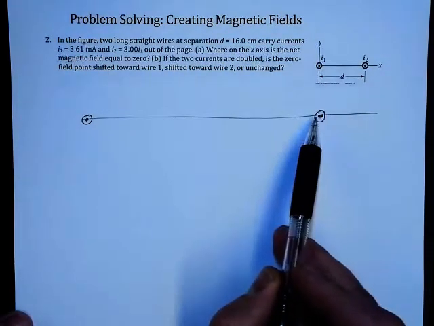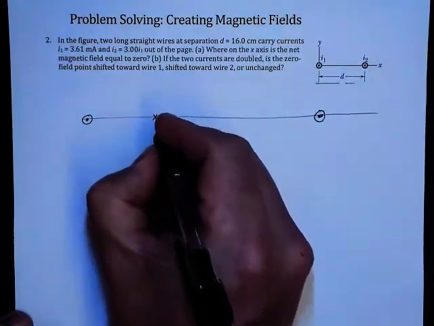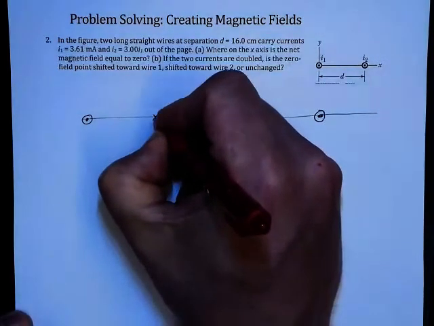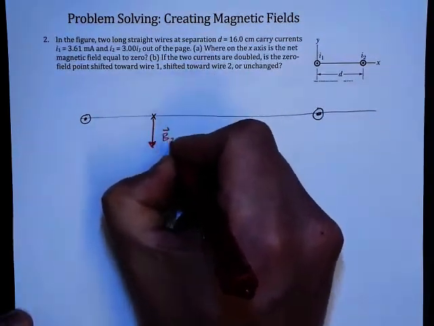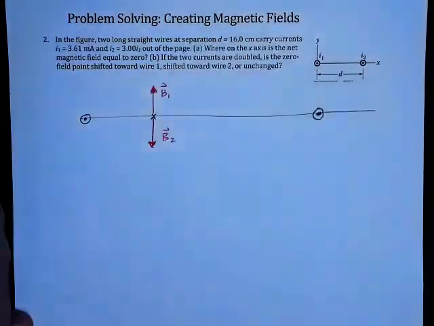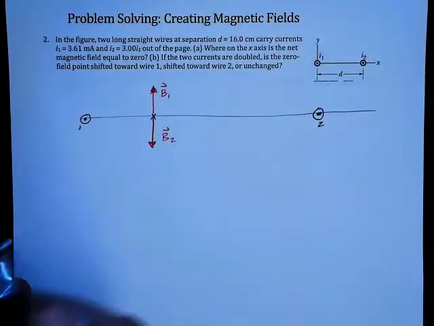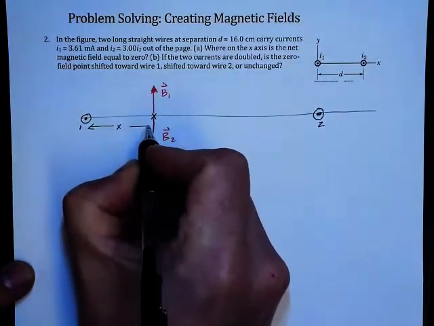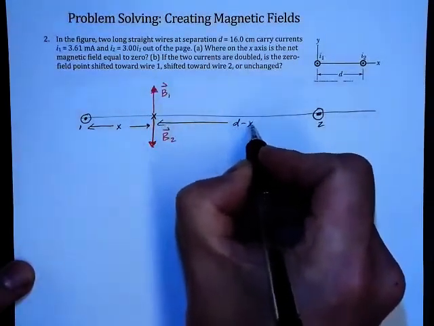So the net magnetic field is going to equal 0 somewhere in this region in between them. And because wire 2 has more current than wire 1, that location's got to be somewhere closer to wire 1 than it is to wire 2. At that location, we'll have the magnetic field from wire 2 pointing down, and the magnetic field from wire 1 pointing up. We want to know more specifically what that position is, so I'm going to call this distance x, and that would make the distance I am from wire 2, d minus x.